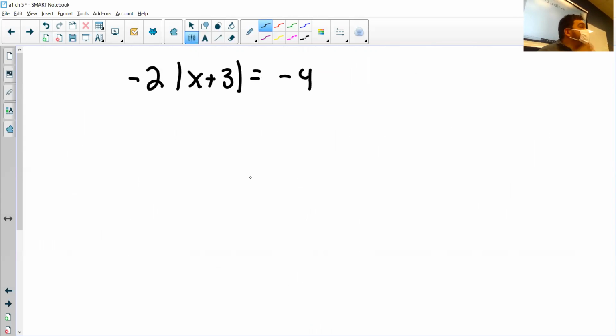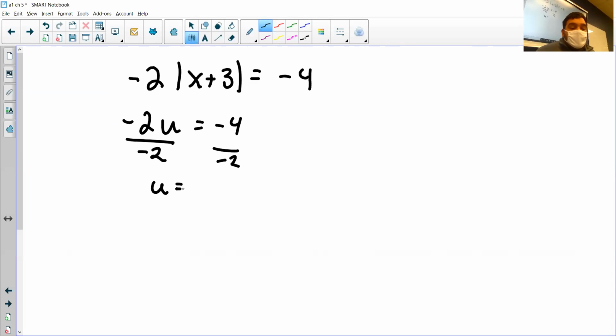You still have to get the absolute value isolated. So what would you do to both sides, Rio? Sure, let's make it U, and then what would you do right after that? Good, divide by negative 2, divide by negative 2. U would be a positive 2. This one is okay to work.